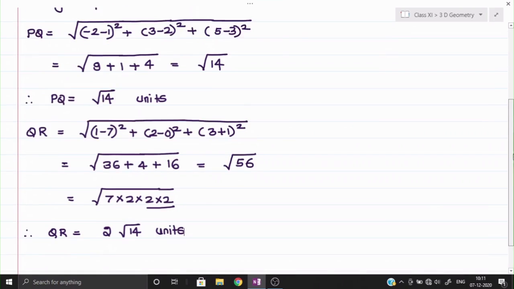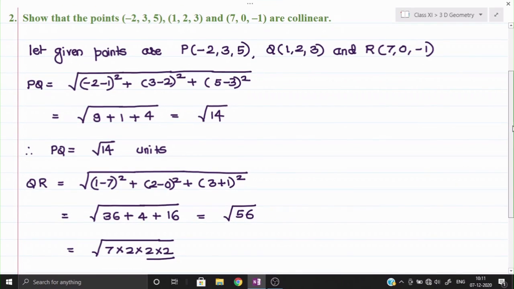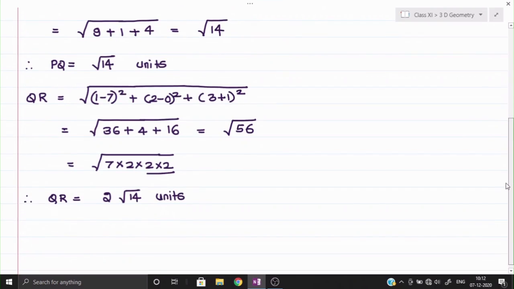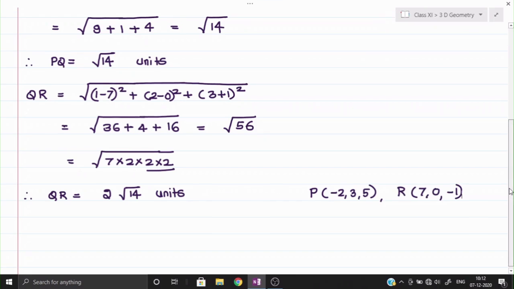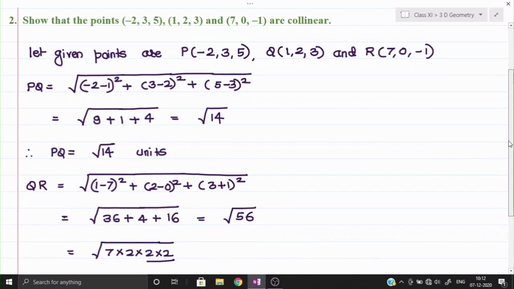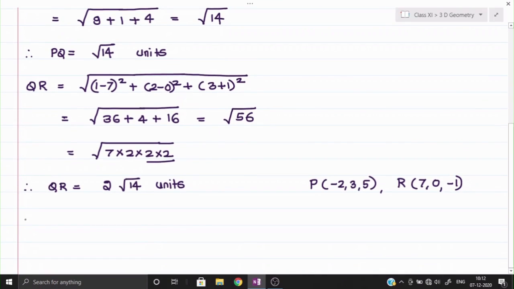So see what the points P and R given here are. P is minus 2, 3, 5 and R is 7, 0, minus 1. Here I will write down the points P and R. P is given as minus 2, 3, 5 and R is given here as 7, 0, minus 1. Once we will check minus 2, 3, 5 and 7, 0, minus 1. Okay. Let us find out the value PR.